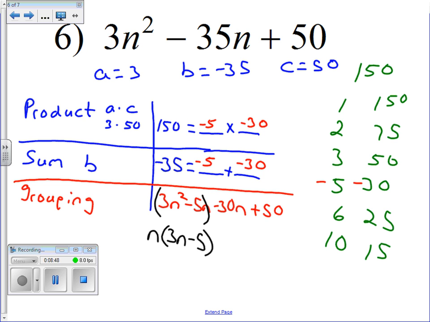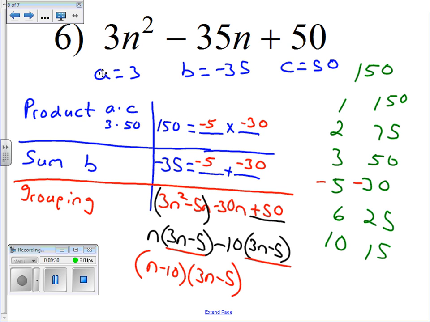Minus 5. And since this is positive and I want a negative to be there, I'm going to factor out the negative. What goes into 30 and 50 evenly? 10. And I end up with 3n, and negative 10 goes into positive 50, negative 5. And I get a common factor of 3n minus 5. So it's going to be n minus 10 times 3n minus 5.